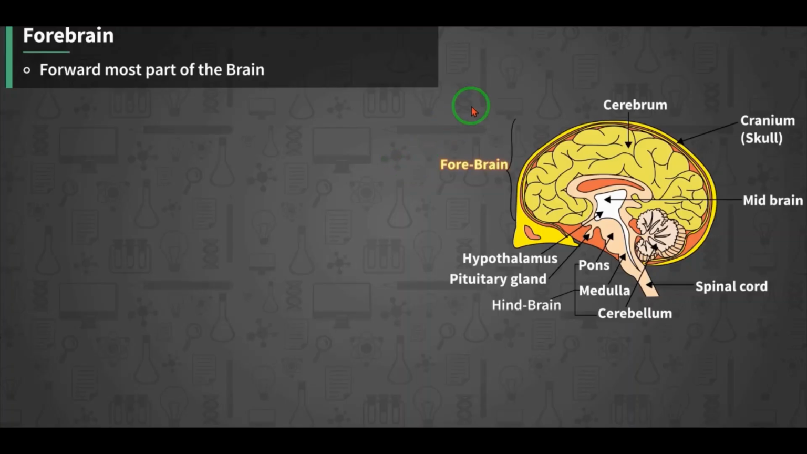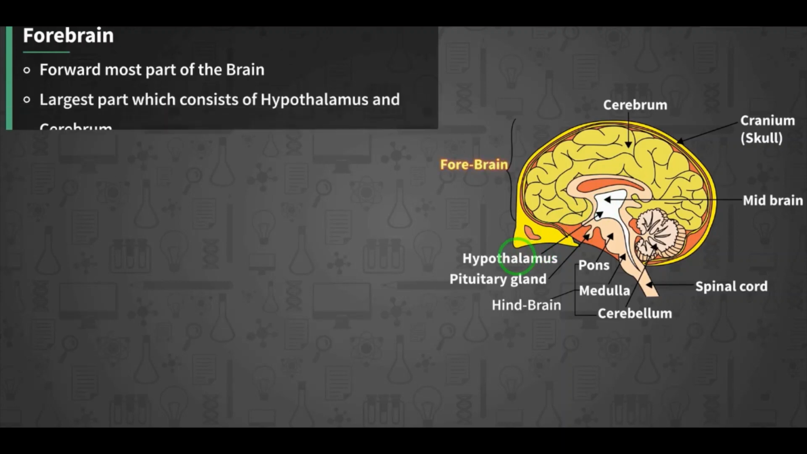Now we are going to discuss the forebrain. The forebrain is formed of the cerebrum and diencephalon. The latter consists of the dorsal thalamus and the ventral hypothalamus. This region is the thalamus and this is the hypothalamus. So it is the forwardmost part of the brain.